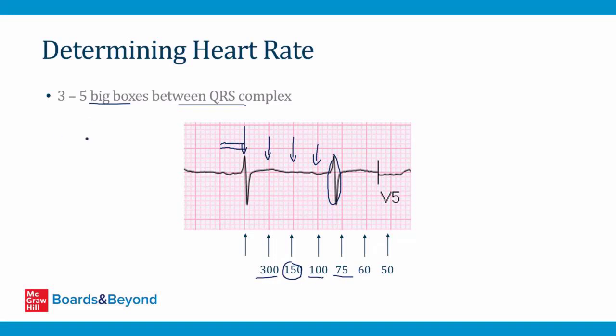A helpful rule of thumb that I've always used is that 3 to 5 big boxes between QRS complexes usually indicates a normal heart rate. When the QRS complexes get closer together, that means the heart rate's going up. When they get further apart, the heart rate is slowing down.